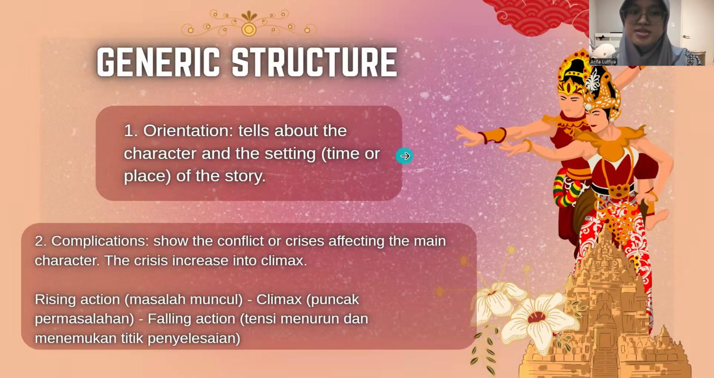And then there's a generic structure. The first one is orientation. Orientation tells about the character and the setting, time, or place of the story. And then there's complications. Complications show the conflict or crisis affecting the main character. The crisis increases into climax. And then rising action, climax, and falling action.